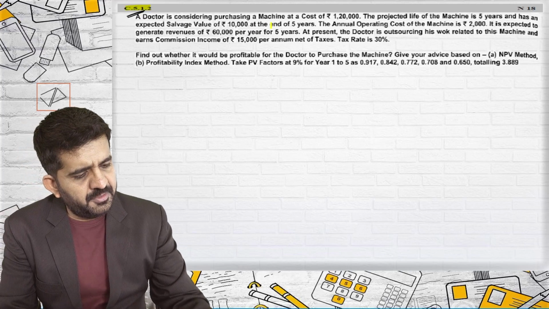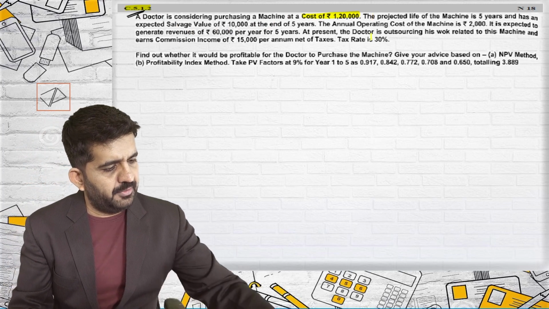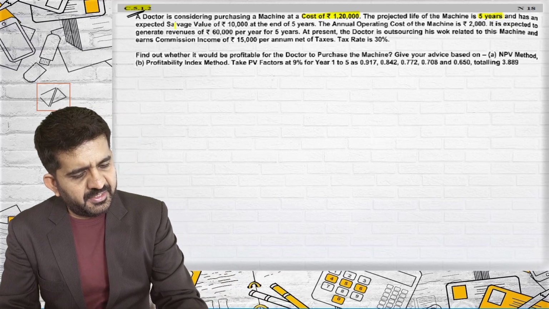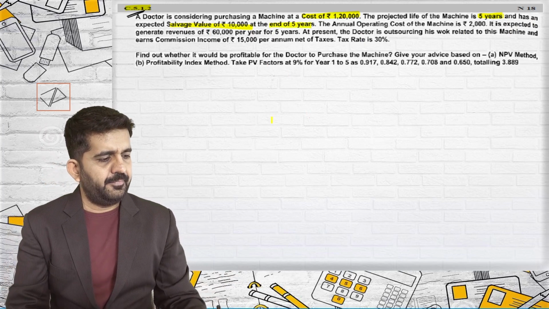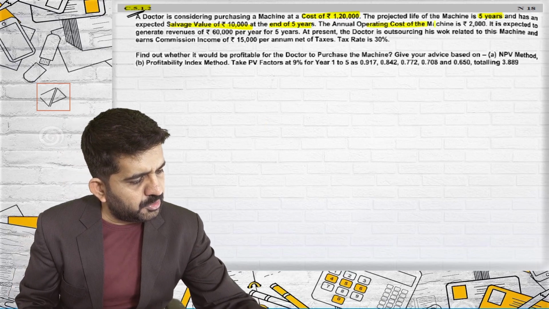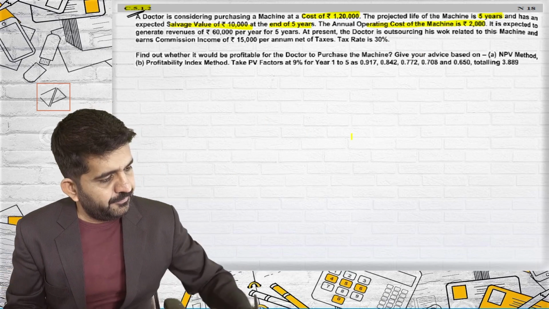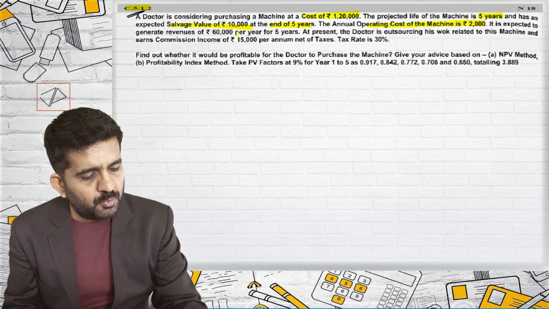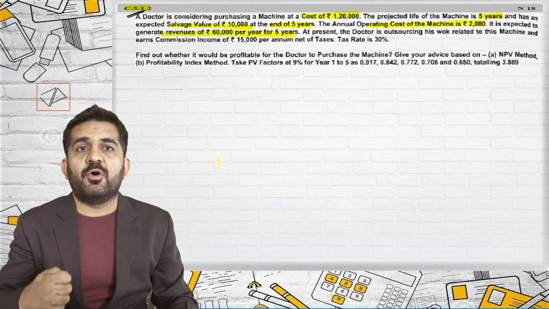A doctor is considering purchasing a machine at a cost of rupees 120,000. The projected life of the machine is 5 years and has an expected salvage value of 10,000 at the end of 5th year. The annual operating cost of the machine is rupees 2,000. Try to understand, the cost for all 5 years is remaining same. It is expected to generate a revenue of 60,000 for 5 years. So revenue also is the same for 1 to 5 years.